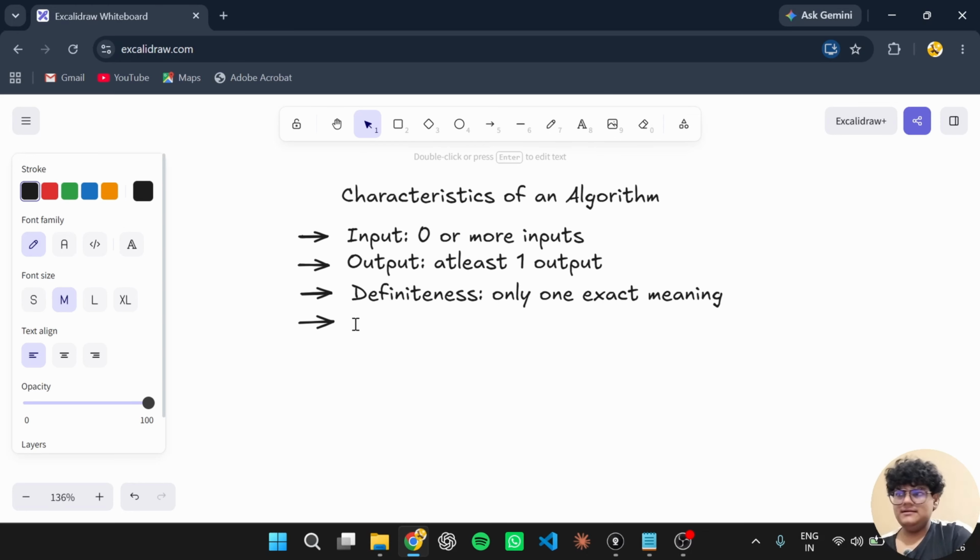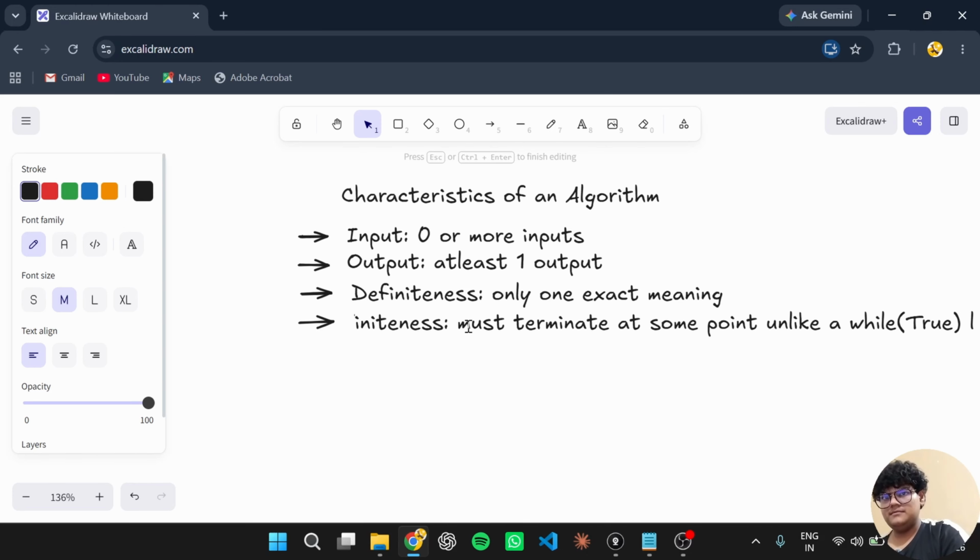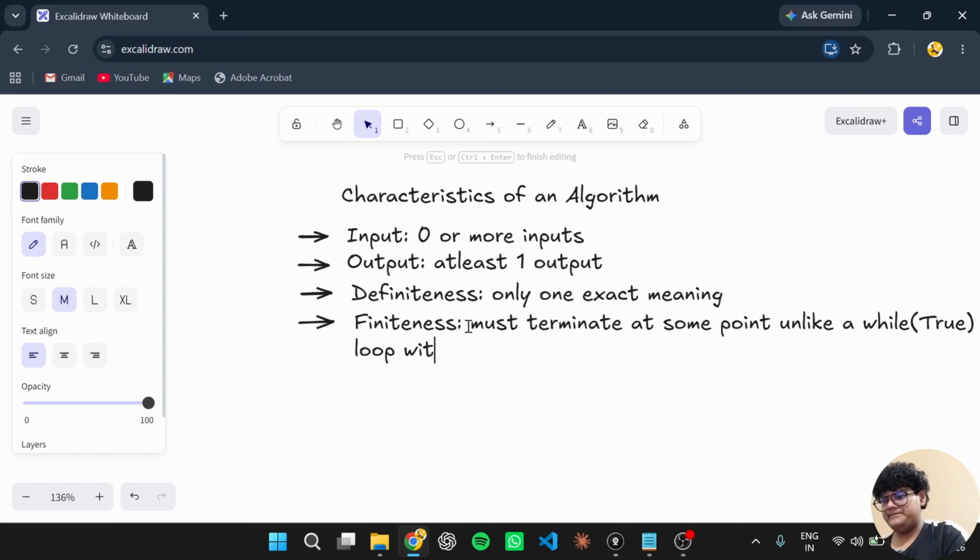The fourth one is finiteness, which means that our algorithm must terminate at some point, unlike a continuous while true loop without an exit condition. So we can write here must terminate at some point, unlike a while true loop without an exit condition.